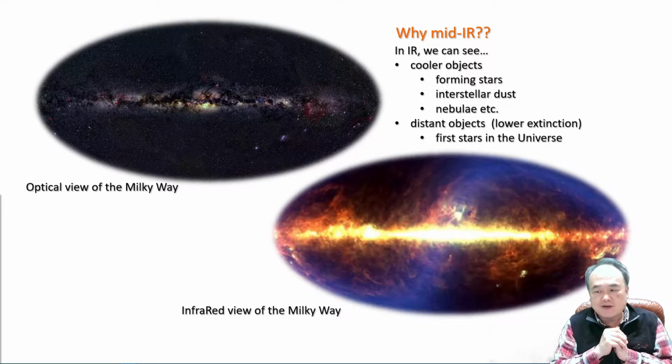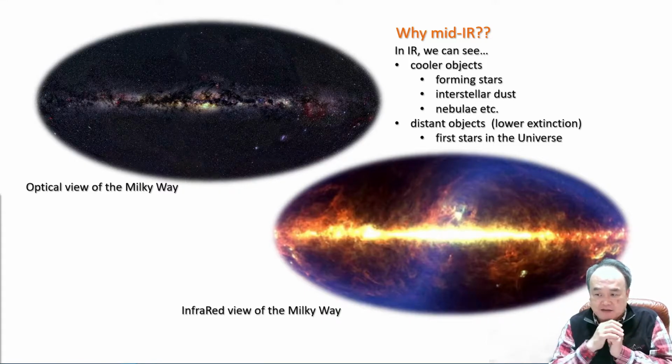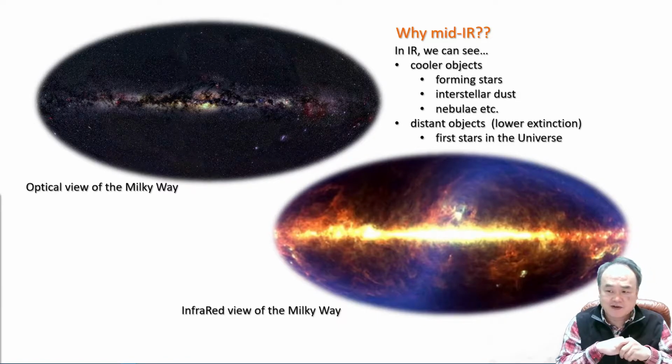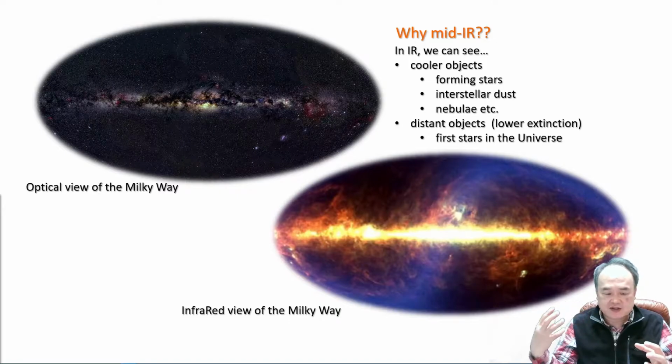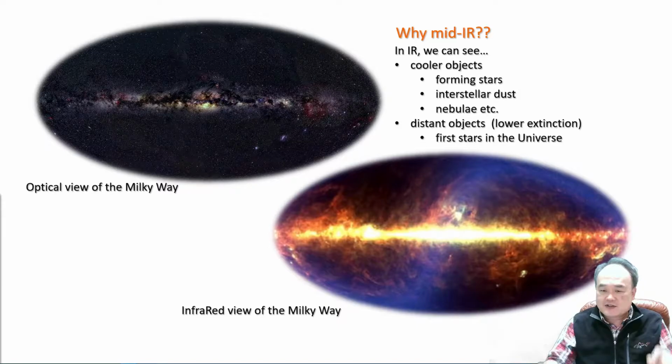Okay, so in the infrared, especially the mid-infrared, why should we consider mid-infrared astronomy? Because in the mid-infrared, even compared to the near infrared, we can see cooler objects. Which means we can see newborn stars still surrounded by their natal cloud, or we can even study interstellar dust.